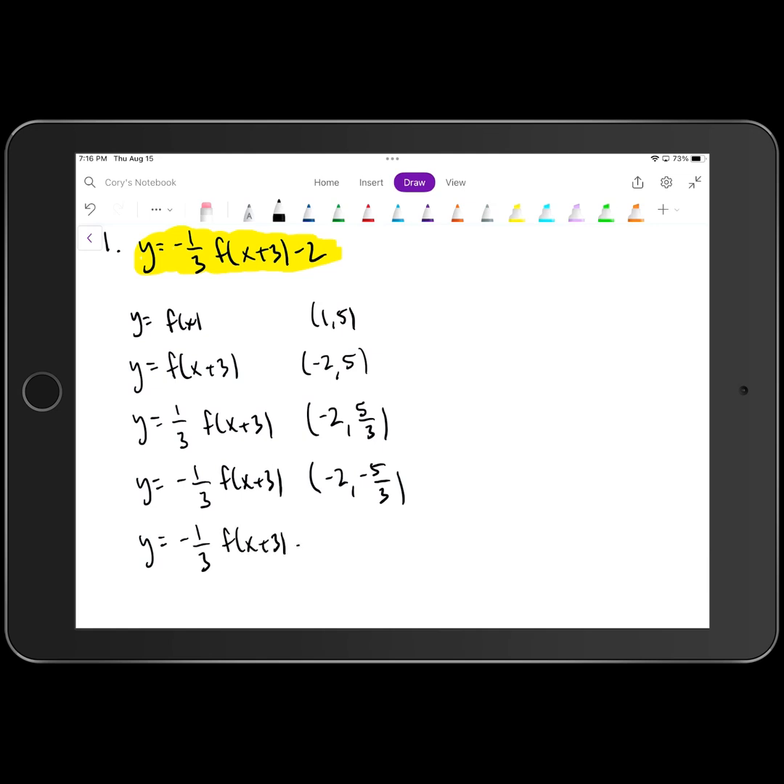So if we shift down 2 units, the y-coordinate gets affected. So we're just going to take our y-coordinate and subtract 2 from it. And negative 5/3 minus 2 is going to be negative 5/3 minus 6/3, which is negative 11/3. Okay, and that is the location of that corresponding point on the graph of the highlighted function.